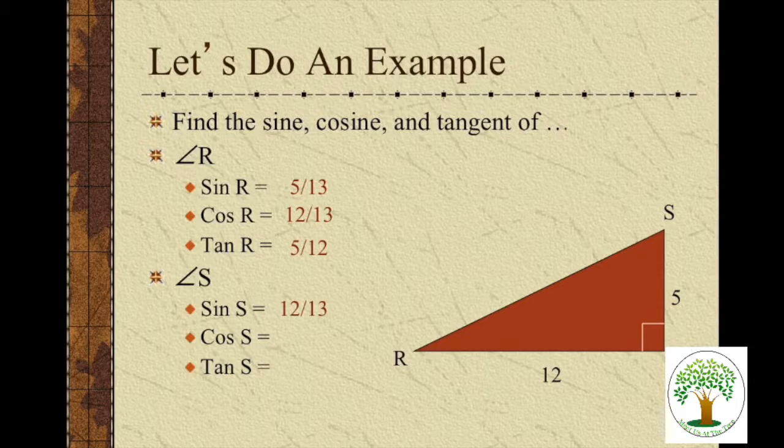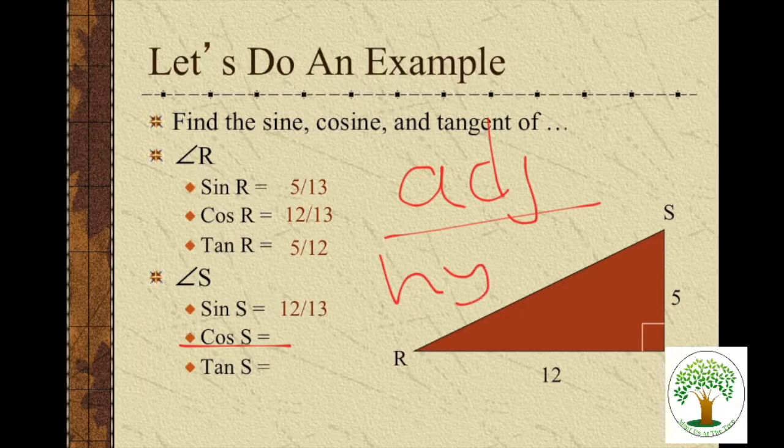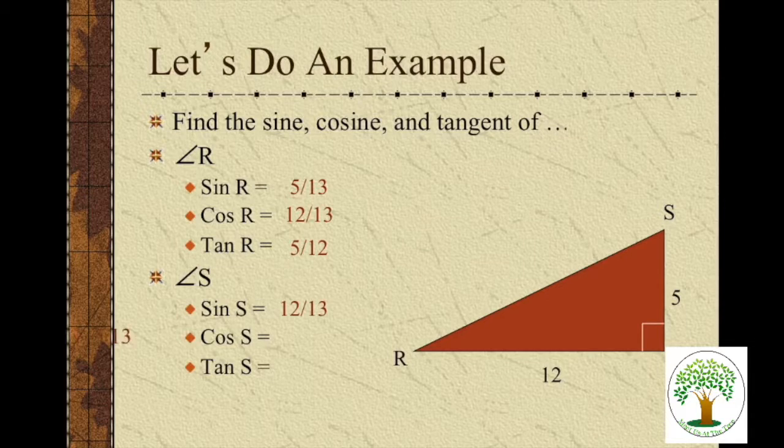All right? What about cosine S? Cosine is adjacent over hypotenuse. We're looking at S, notice. Which one's the adjacent to S? 5, and the hypotenuse is? 13. So cosine S should be 5 over 13. Tangent of S, tangent is what over what?